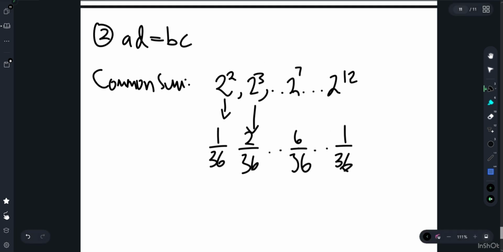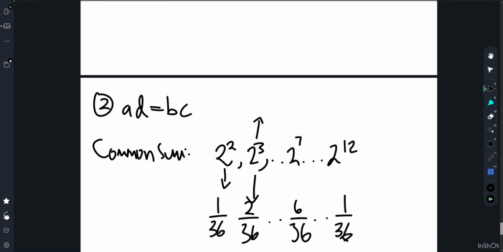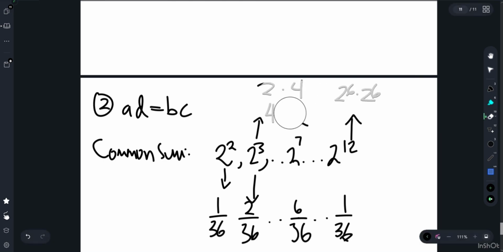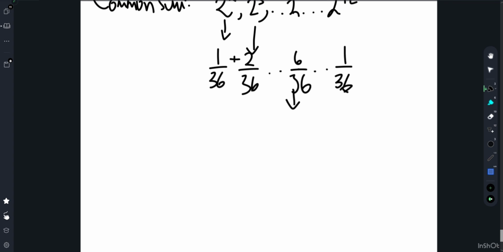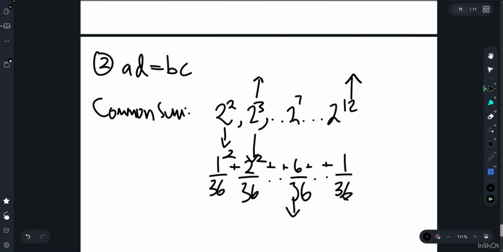And this is the case, because as we see, 2 cubed can be expressed as 2 times 4, or it can be expressed as 4 times 2. So there are 2 ways to do that. And for example, for 2 to the 12, the only way to express this is 2 to the 6 times 2 to the 6. Alright, with that out of the way, we add all of these together, but the issue is that we have to square them because there's also BC that we have to worry about.